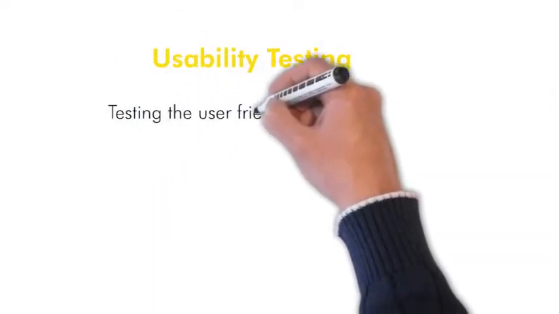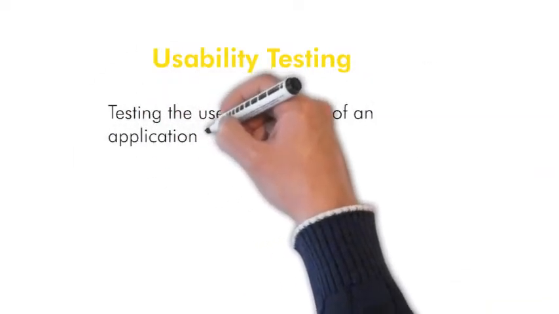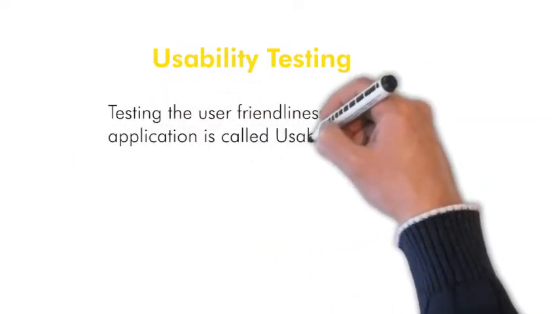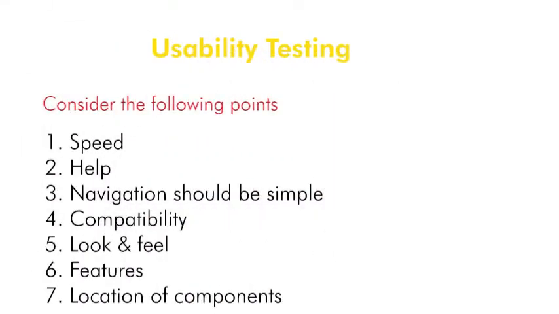Next important testing type is usability testing. Testing the user friendliness of an application is known as usability testing. We should measure the following components for usability testing: speed, navigation should be simple, compatibility, look and feel, feature, and location of components.